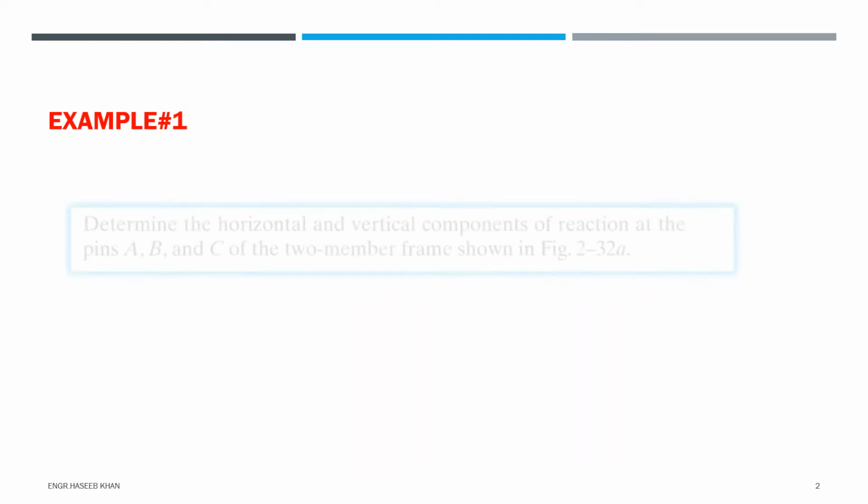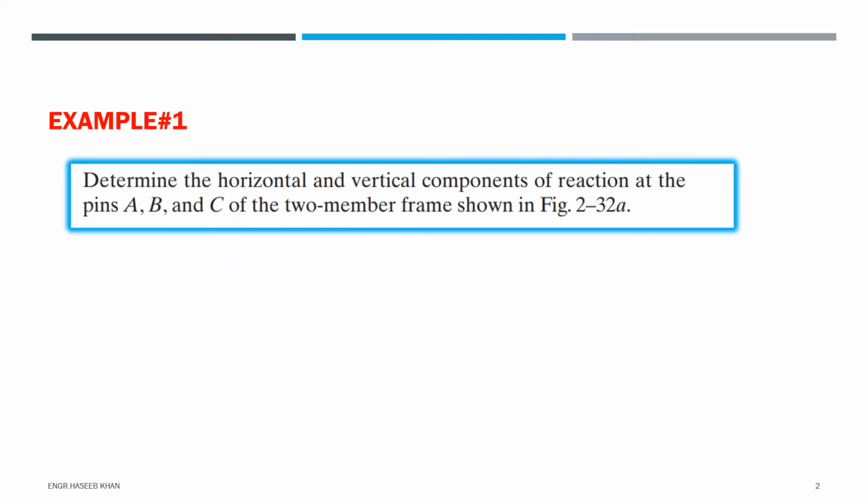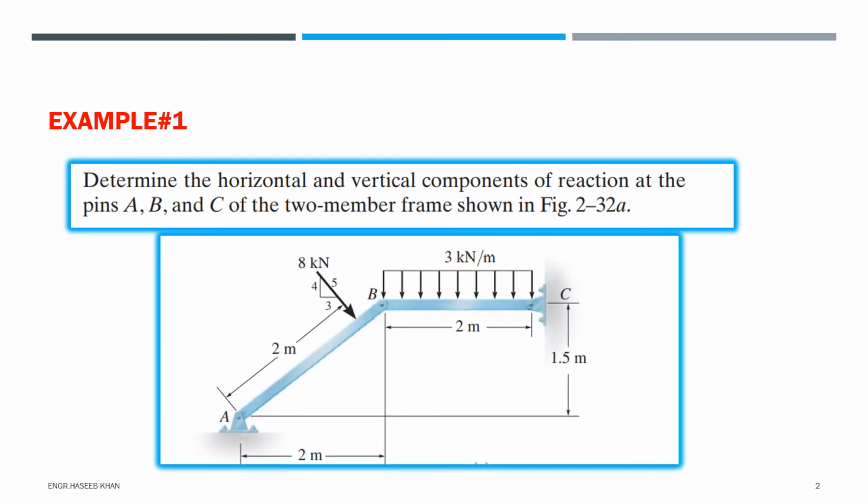In this example we have a frame shown here. You can see it. Determine the horizontal and vertical components of the reaction at the pins A, B and C. So two type of information are given here. First, that we have to find the reactions at point A, point B and point C. The second thing is we have pin connection at point A, point B and point C.